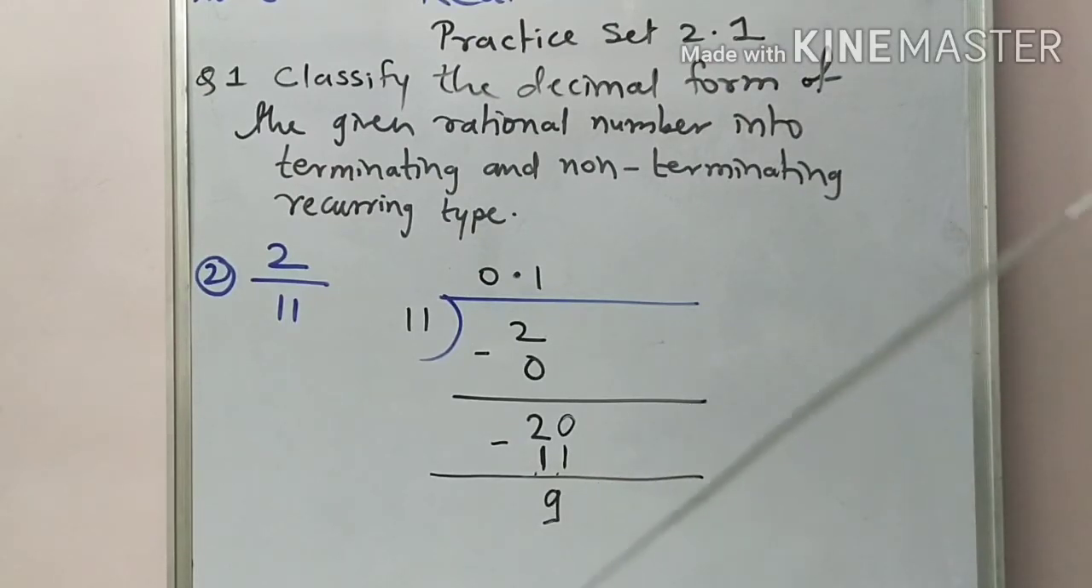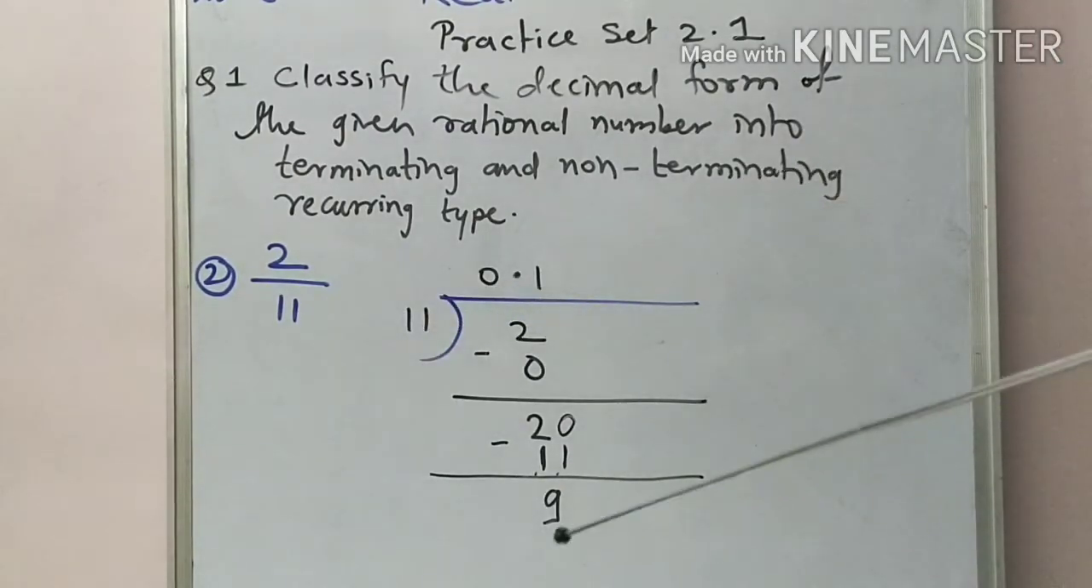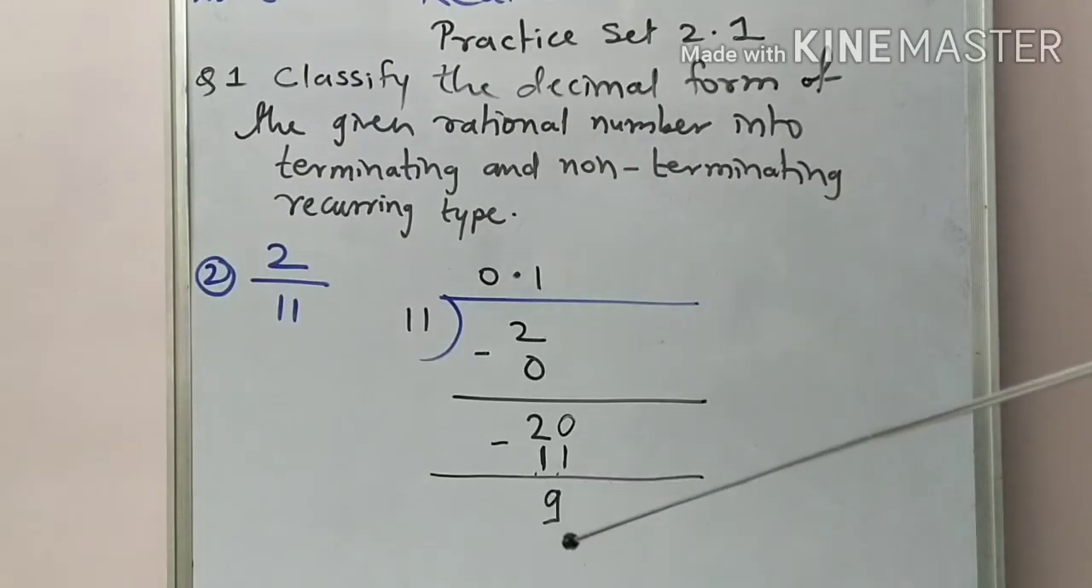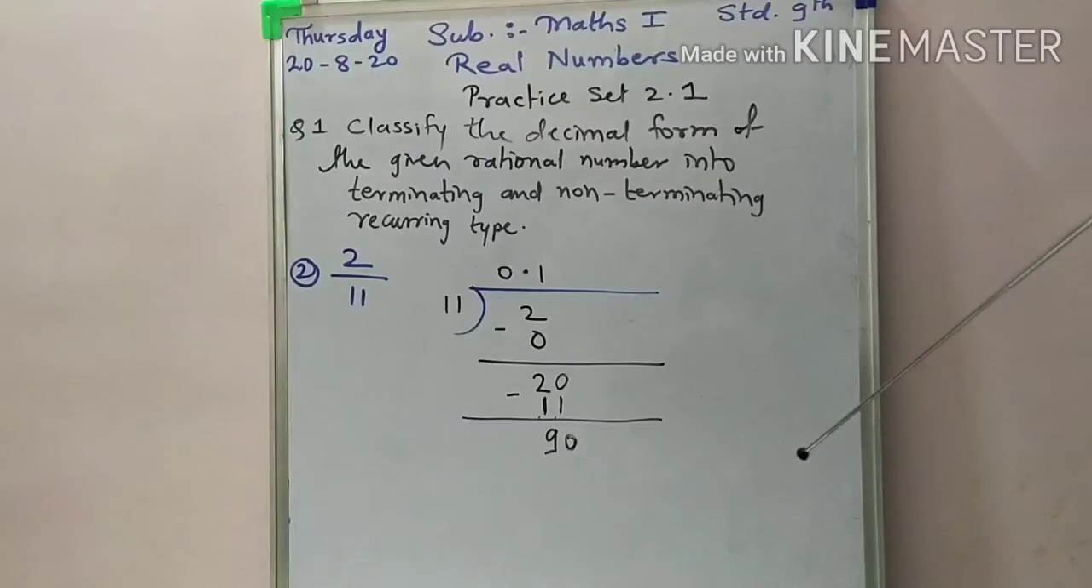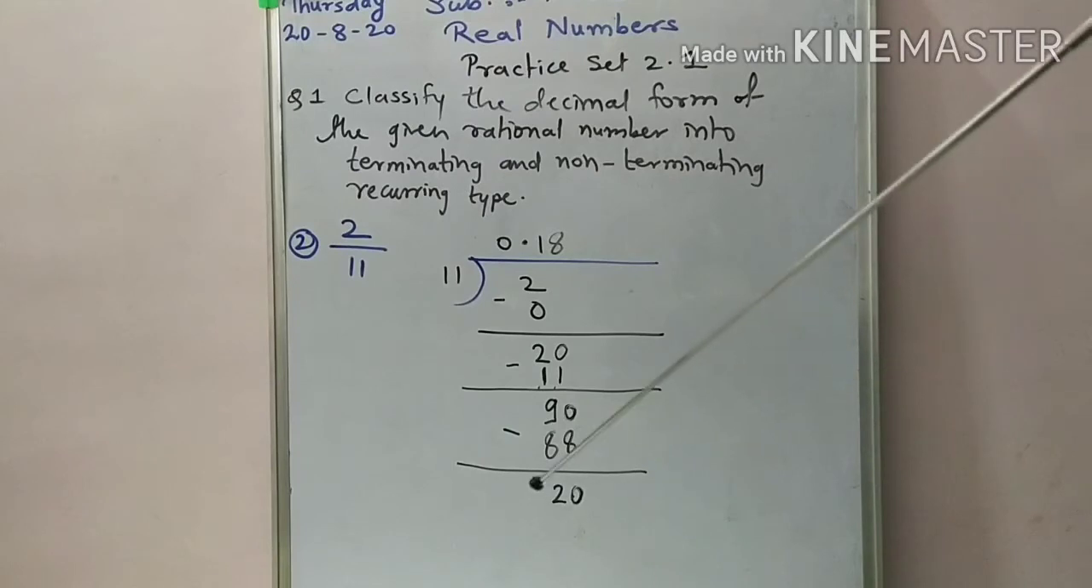So that 9 is again less than the divisor, so here we take one more 0. Then according to the table of 11, 11 8s are 88. Okay, so what is that subtraction? Again 2. So again that 2 is less than the divisor, so here we take one more 0 on that 2, so that number becomes again 20.